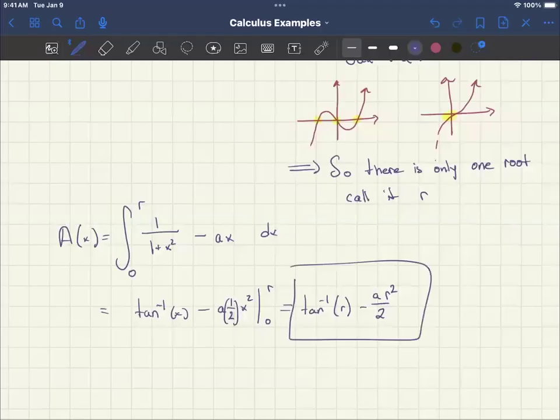On a side note, if you take the limit as a goes to 0 of our solution right here, you will find out that the area underneath this curve is the same as the area under the curve of 1 over 1 plus x squared, which is really cool.